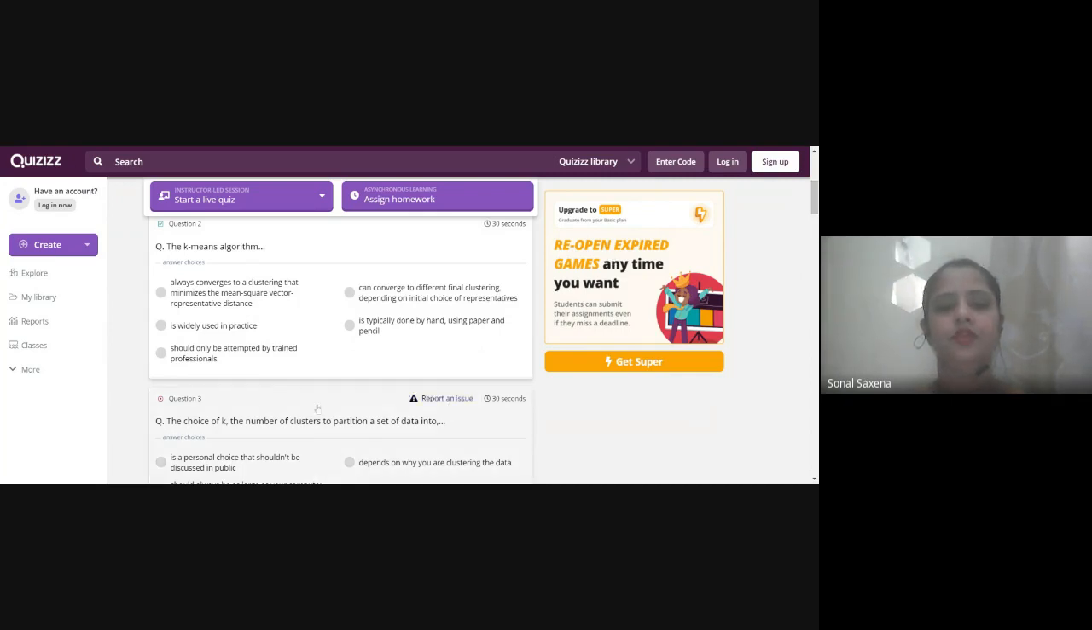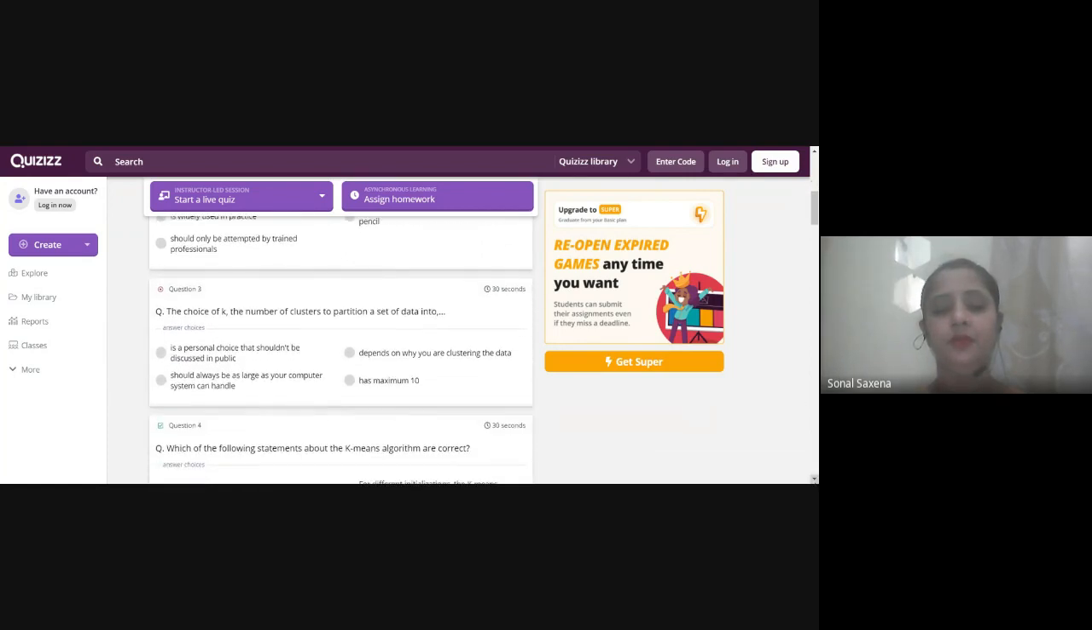Then the choice of K, the number of clusters to partition a set of data into: it is a personal choice, or it should always be as large as your computer system can handle, or it depends on why you are clustering the data, or it could be maximum 10. I've told you this key point also. It is easy, you can quickly select the correct answer.